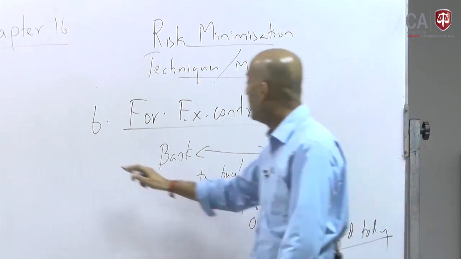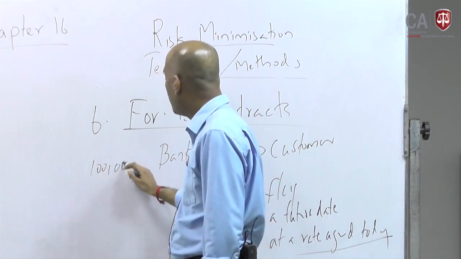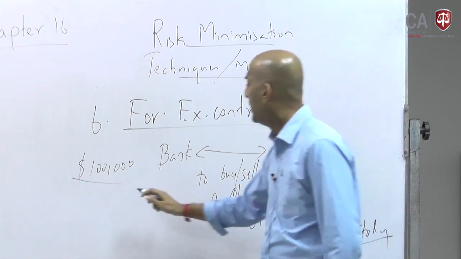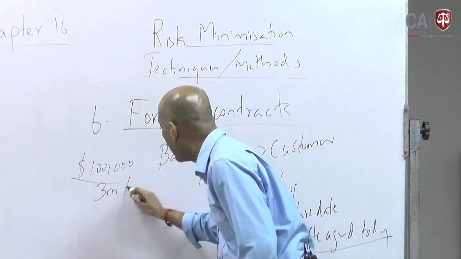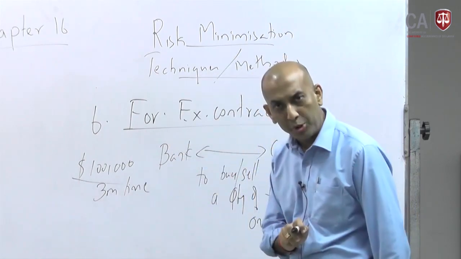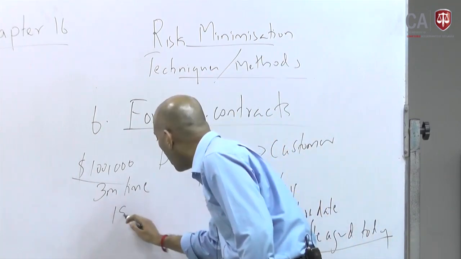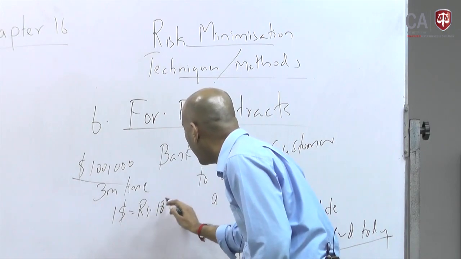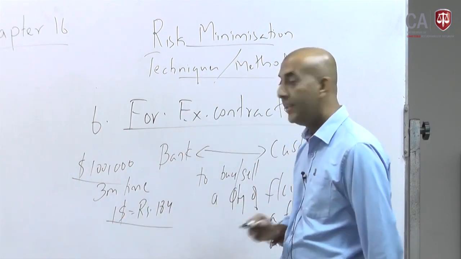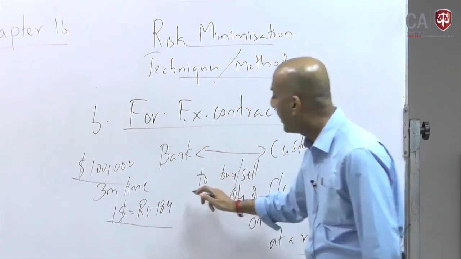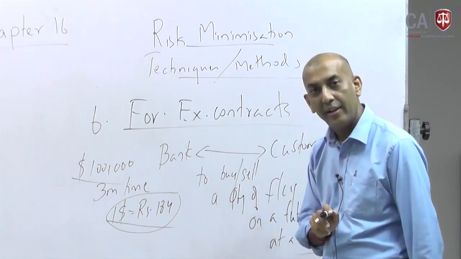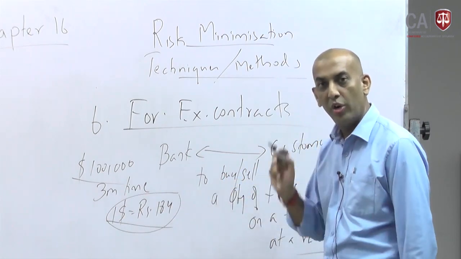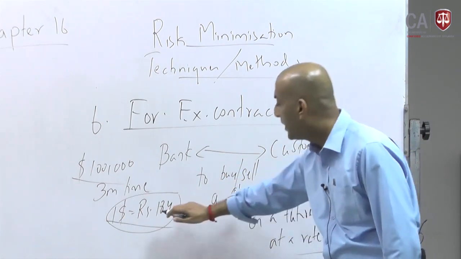For example, say $100,000 are your imported goods, and in 3 months' time I am supposed to pay $100,000. I agree today, we will buy the $1 at 184. This is the forward exchange contract rate I have agreed with the bank. At 184, in 3 months' time I will buy the dollars.